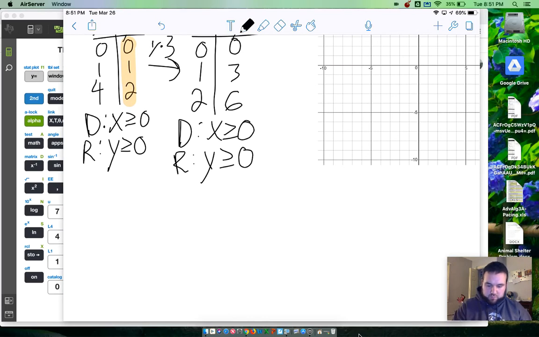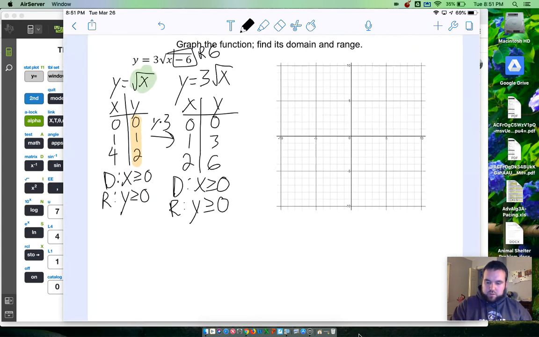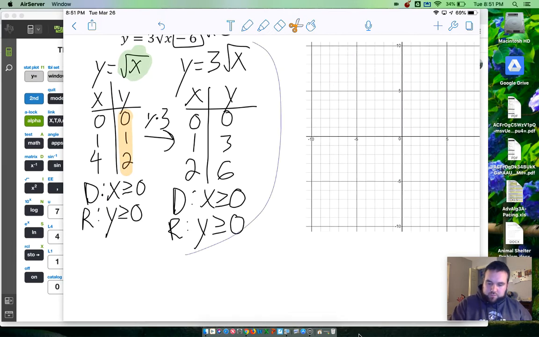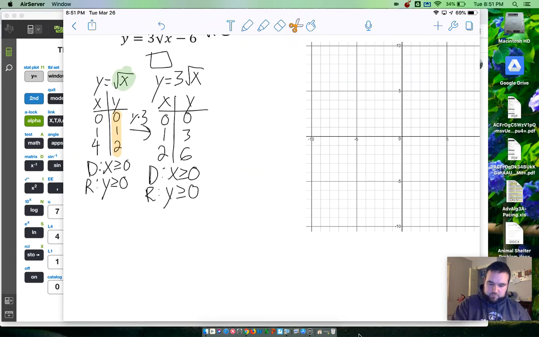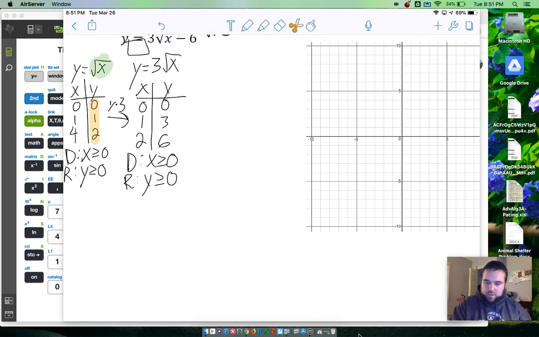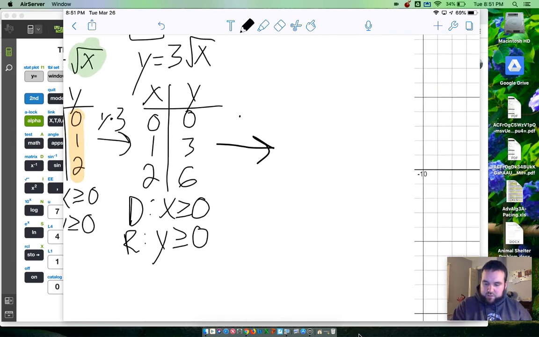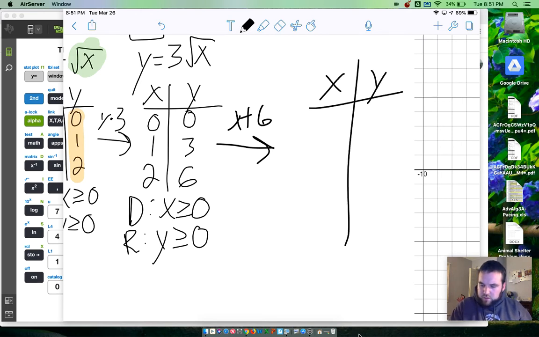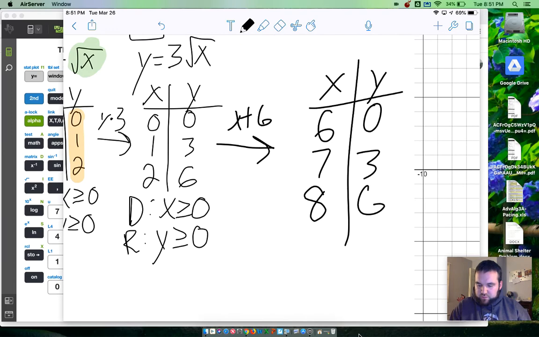So for my final XY chart, I'm just going to make it smaller. Of course, I took the box with it. So last thing we're going to do here is take the x values and add 6 to them. X plus 6. So my x values are 6, 7, and 8 now instead of 0, 1, and 2. We're going to keep the same y coordinates 0, 3, and 6.